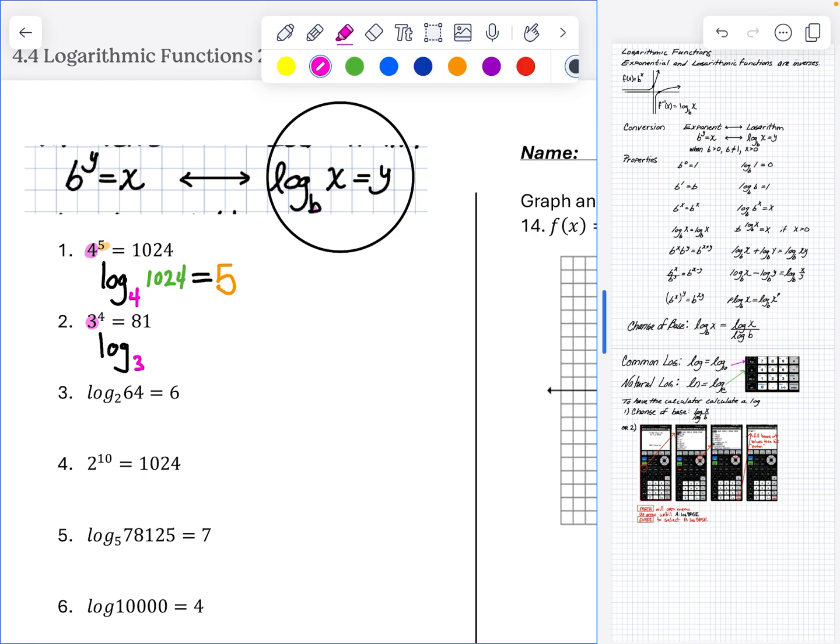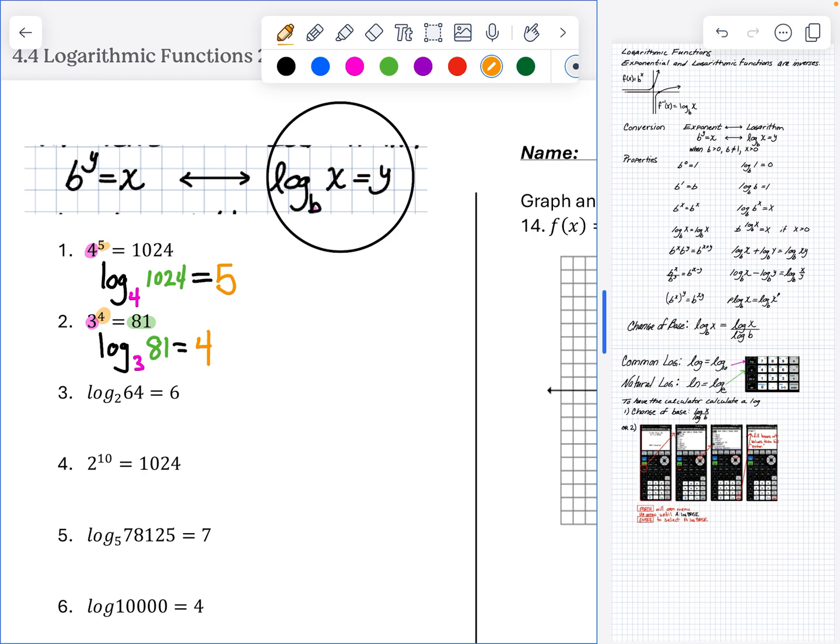Next, I need what is called the argument or the answer. And the argument is this number. So I'm going to put it right here. And then I'm going to put equals. And then the exponent is the next piece that I need. And the exponent is the 4. So I'm going to say that it equals 4. In other words, the logarithm says, what power of 3 gets you 81?